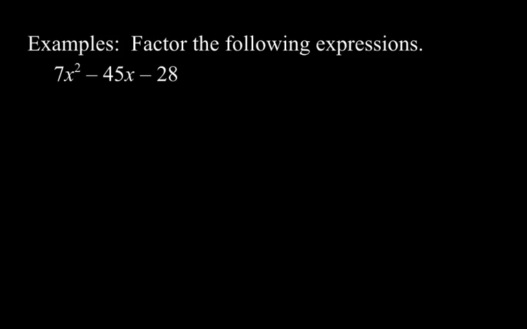Now, let's move on to some that look a little bit different. Notice there's a 7 in front of the x squared. But before you jump to multiplying the 7 times the 28, the first thing we should look for is, can I factor anything out of all three of these terms? Because if I can factor the 7 out, then I don't have a 7 in front of the x squared, and that's going to make our jobs easier.